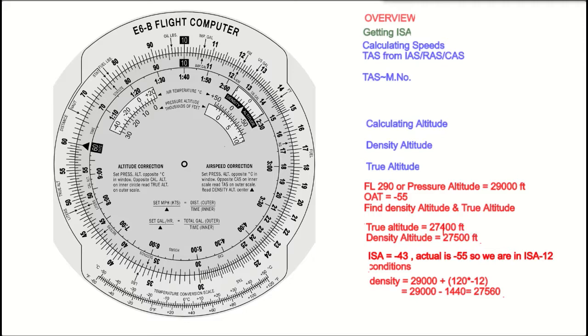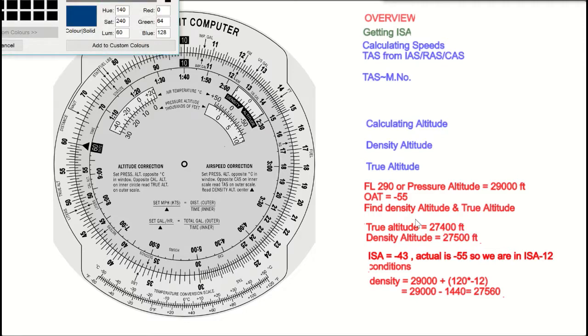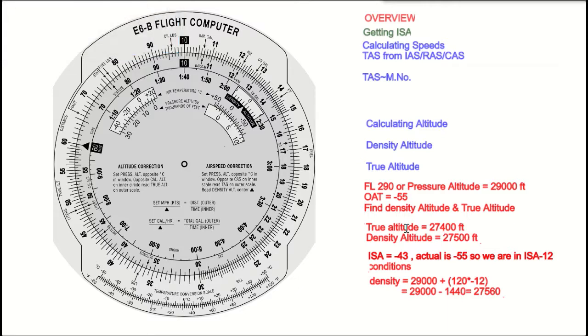See the difference. We got 27,500 from the computer directly, and we got 27,560 by using the calculation, which is not very different, right? It's nearly within 100 feet, so you can use either one. But if you find that in the questions the options are very close to each other, it's always better to go with the formula rather than going with the results that you got out of the computer.